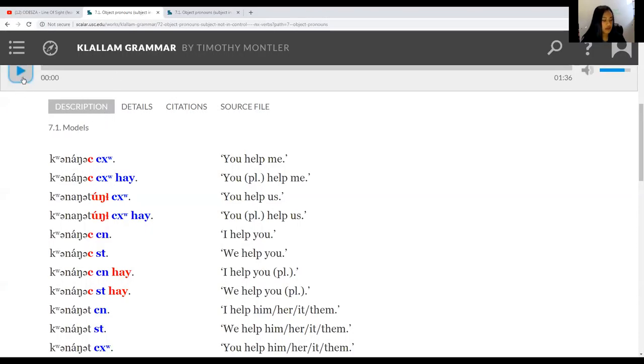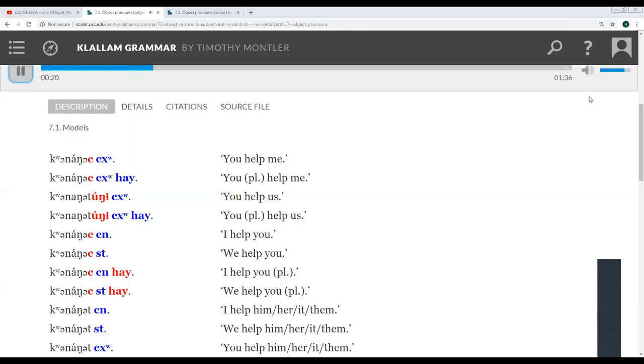Now we'll go over our models. Can you help me? And you folks help me. And you help us. And you folks help us.